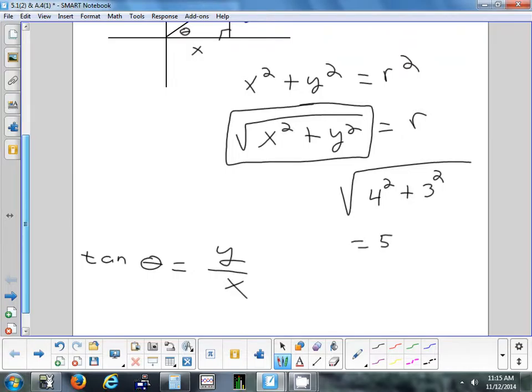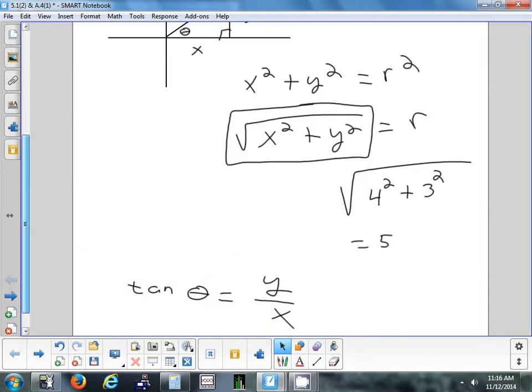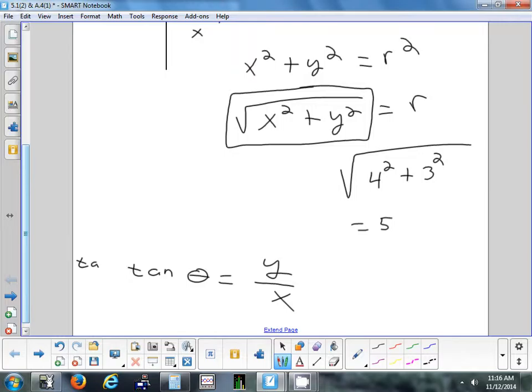Now the problem is I want theta alone. I don't want the tangent of theta, I want theta. So how are we going to get rid of tangent? Yep, we're going to take inverse tangent on the left, and on the right. And theta is the inverse tangent of y over x. So that's where our formulas are going to come from. Now I'll write out the steps for you a little more formally.